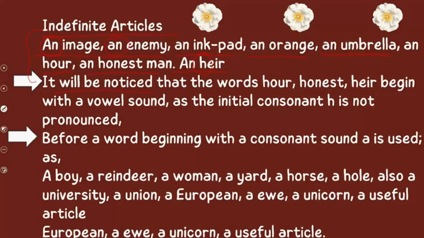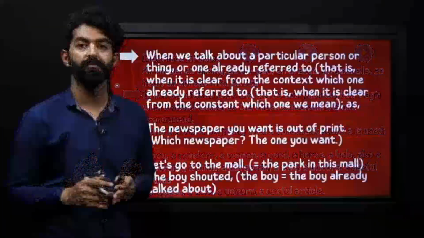It will be noticed that the words hour, honest, heir begin with a vowel sound as the initial consonant. H is not pronounced. Now before a word beginning with a consonant sound, "a" is used. Let's see some examples: a boy, a reindeer, and all these other examples. We know that b is a consonant, r is a consonant, w is a consonant, and so on. So that's when we use our "a".